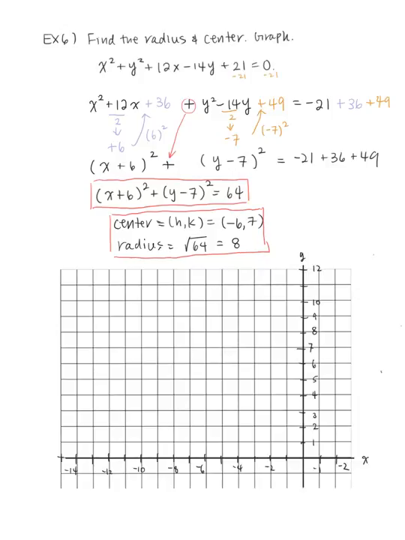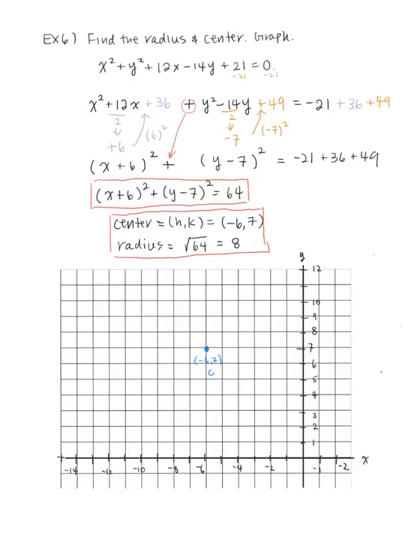Alright, so let's first jot down the center. Center is at negative 6 comma 7. Did I plot this right? Negative 6 comma 7? Yep. So I'm going to write it as negative 6 comma 7, and that's going to be our center. Now the radius is 8. So from the center, you're going to have to go 8 units to the right, 8 units to the left, 8 units above and below.